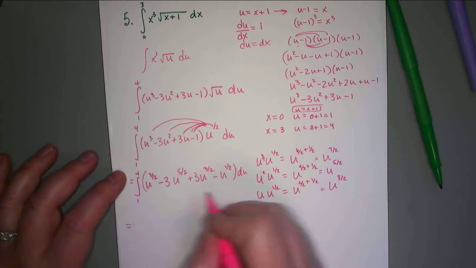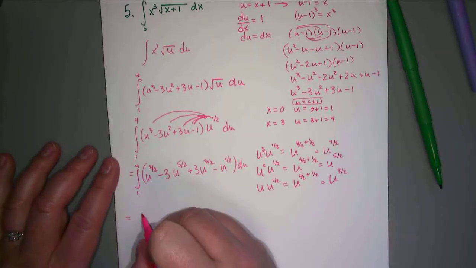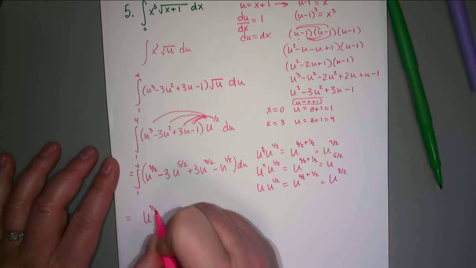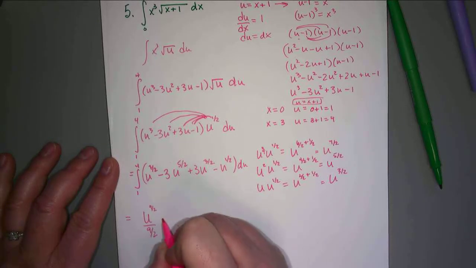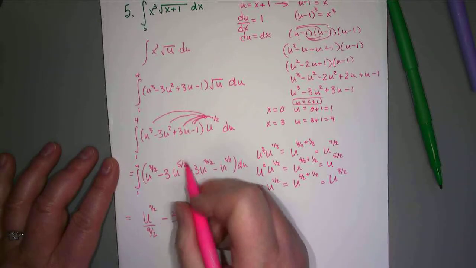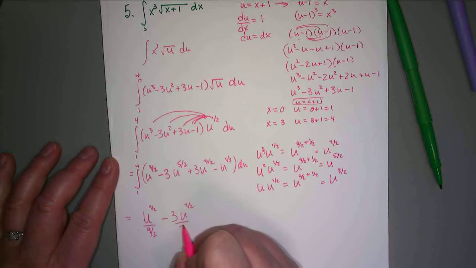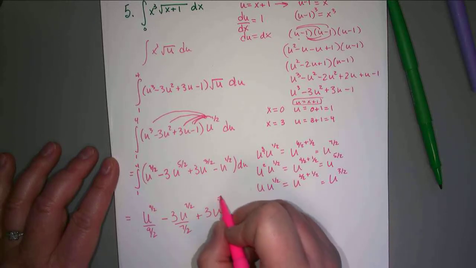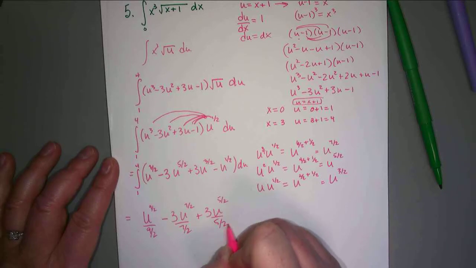Okay, we're going to have a bunch of square roots to do here. So add 1 to the power. So when you add 1, we're going to add 2. So 9 over 2 divided by 9 over 2. Add 2, so 7 over 2 divided by 7 over 2. Add 2. And add 2.